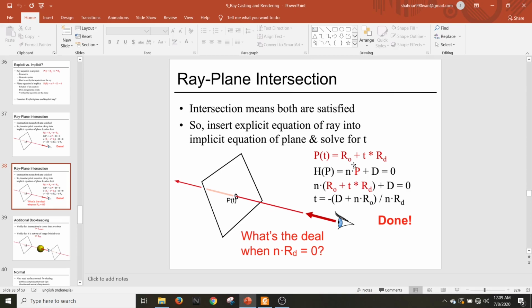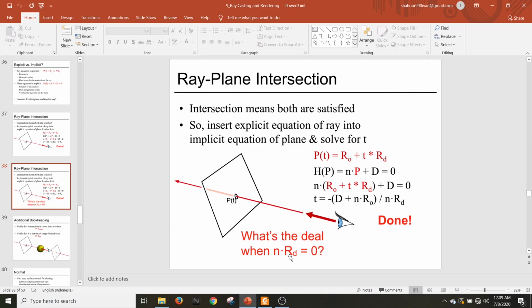What we basically did here was, in the implicit equation of the plane, we replaced p using the right hand side of the ray equation, and after putting it we found that t should be equal to minus d plus n dot product with r naught divided by n dot product with rd. Here r naught was the origin point and rd was the unit vector along the ray's direction.